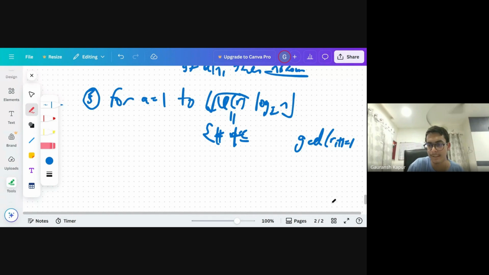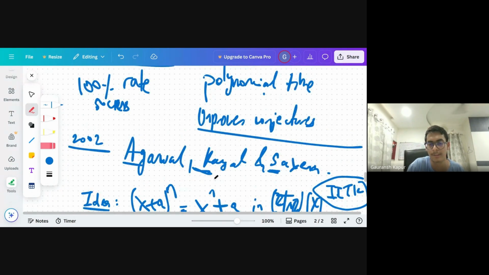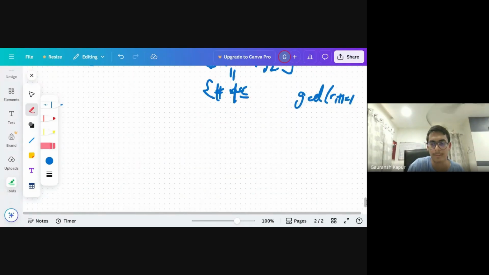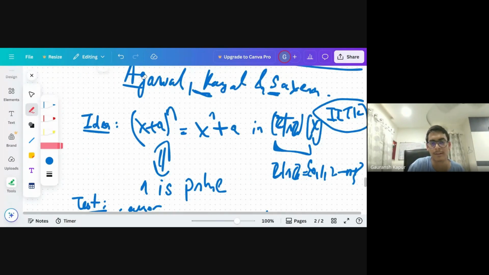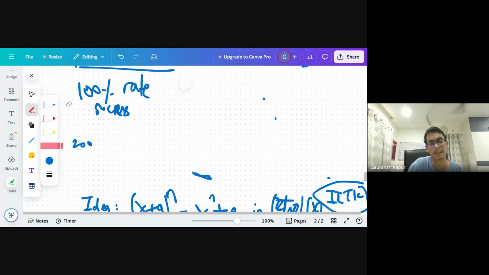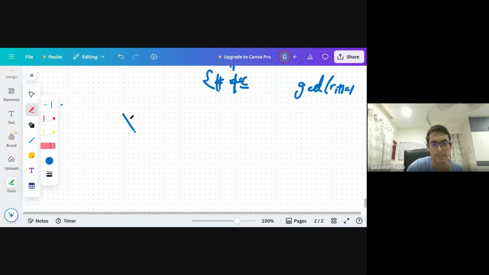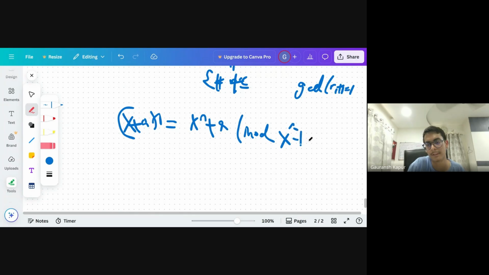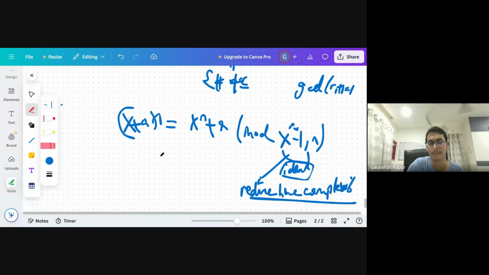And then it checks the congruence above, x plus a whole power n congruent to x power n plus a, but it checks it in a different manner. Not modulo n, but modulo something else. So (x plus a) to the power n should equal x to the power n plus a, modulo x power r minus 1 comma n. This is like the ideal generated by x power r minus 1 and n. So this is something in the ring. This is just to reduce the time complexity. So instead of checking it mod n, they are checking it modulo this other expression. And if these two are not congruent for some a, then you output composite.